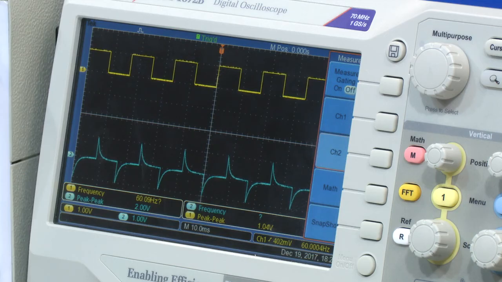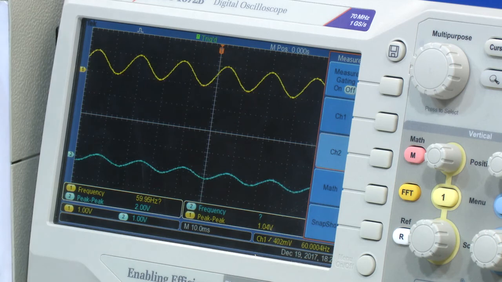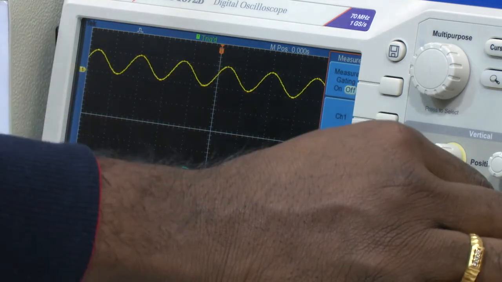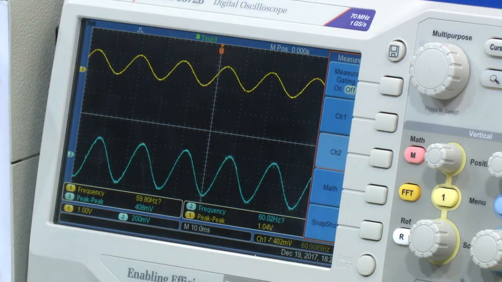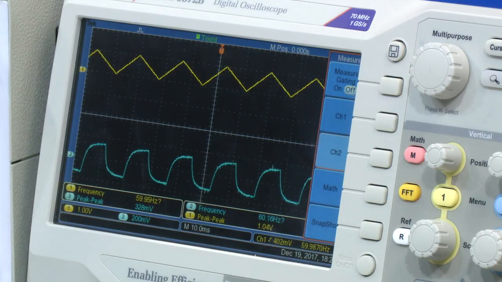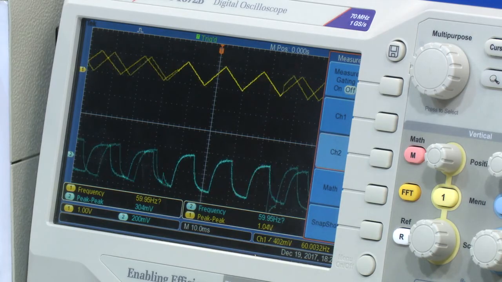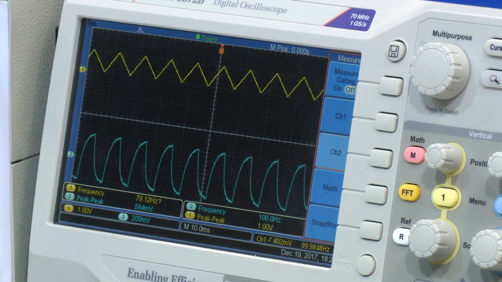Now, let us change it. That means we give a different signal to the input. We have given a sine wave at the input, and at the output we are able to see a cosine wave. Let us give another signal at the input, which is the triangular wave, and you can see kind of a square wave when you apply the triangular wave.